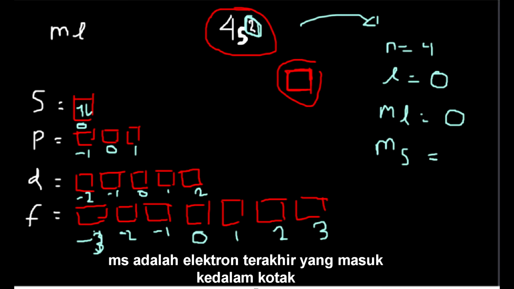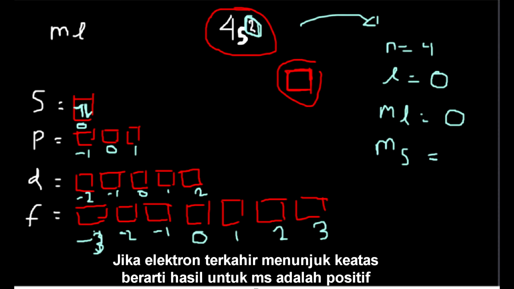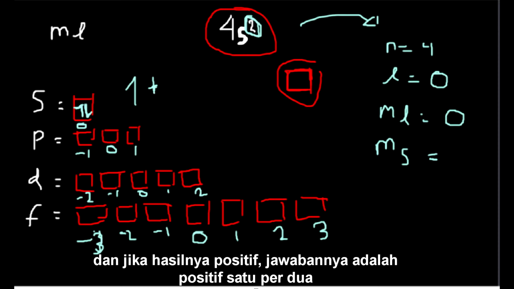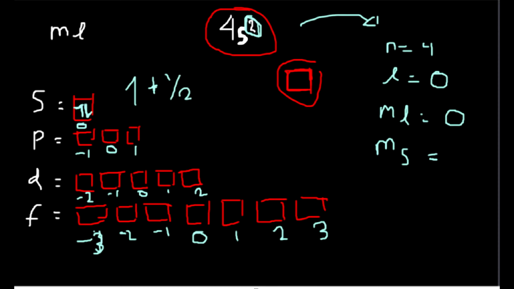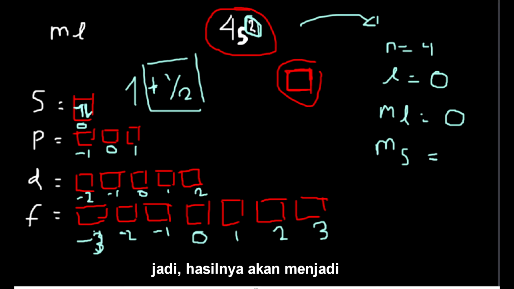The MS is the last electron to go in. Is it the positive or is it the negative? The upper part, the ones that point like this, is the positive. And if it's positive, you put in positive half. So this is the last electron to go in. Is this electron pointing up? So that would be plus half.